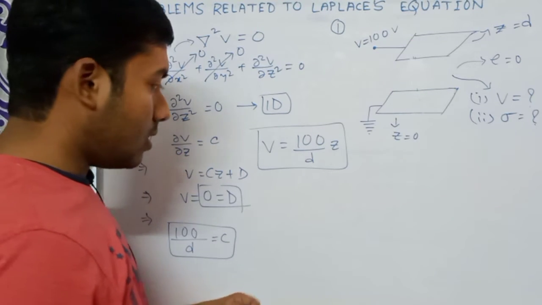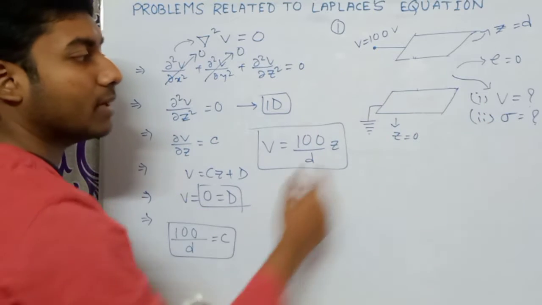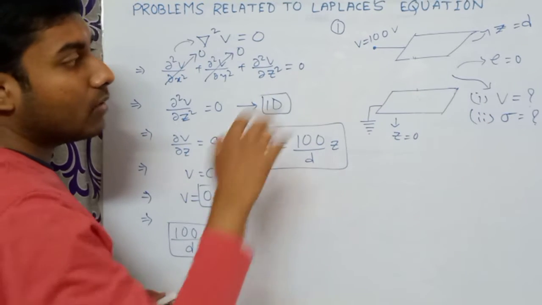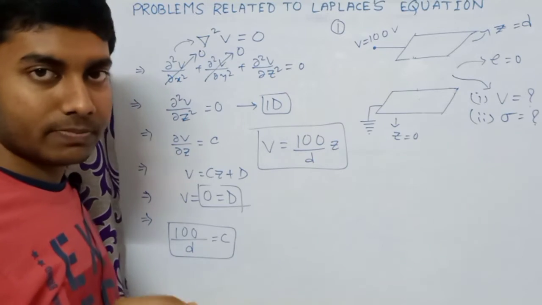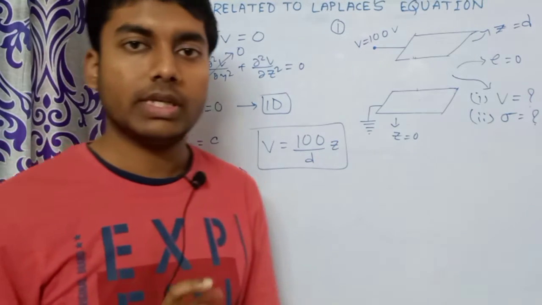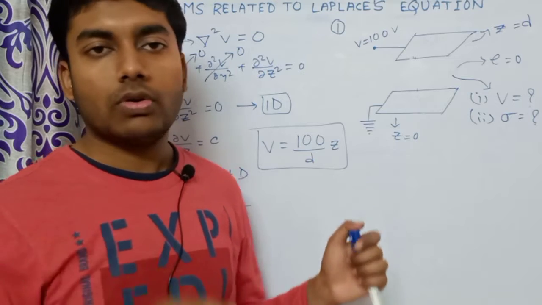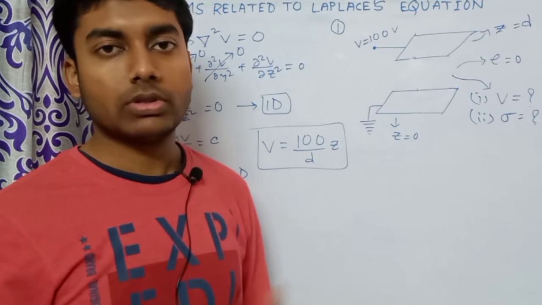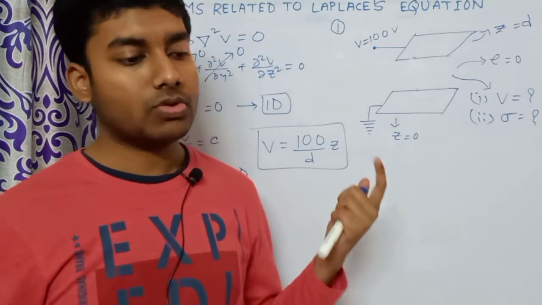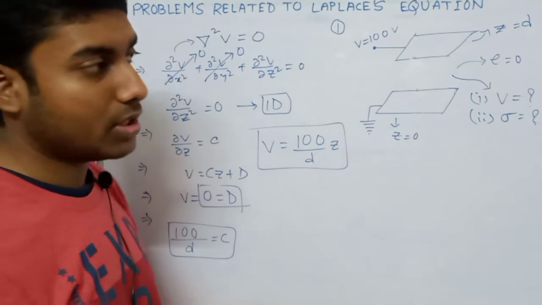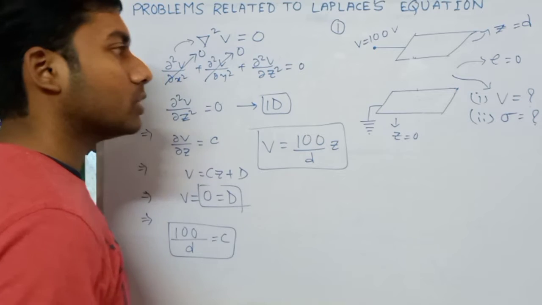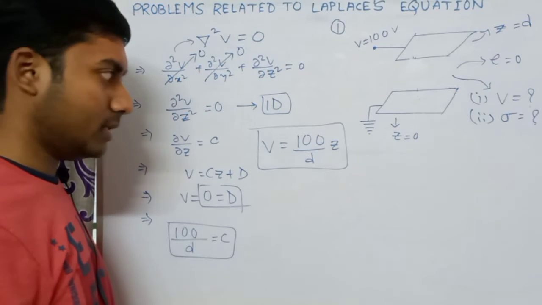Now we have to find the sigma. How can you do that? For that we have to use the electrostatic boundary condition near a surface. If you don't have the concept of that, I have already made a video, you can also watch that. It will be very helpful for you. I will also give the link of the video in the description box.